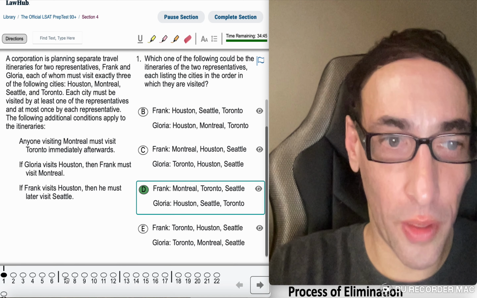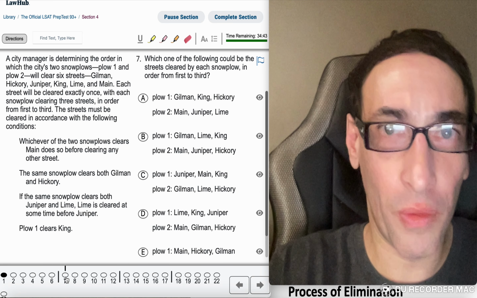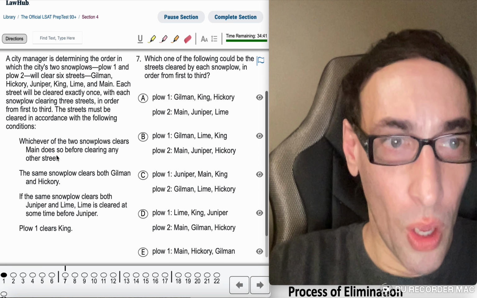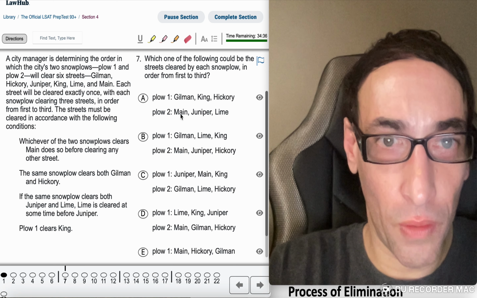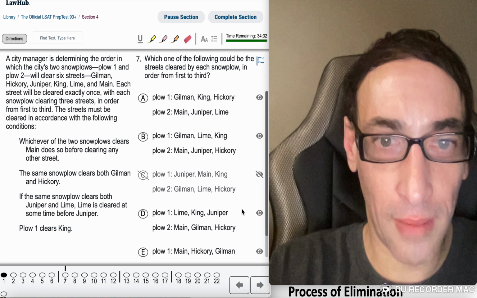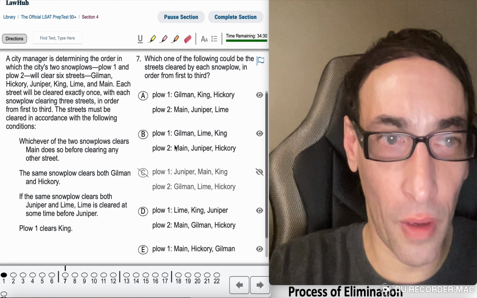Now let's do a few more examples so we can get a better understanding. Which of the two snowplows clears Main does so before any other streets? So Main has to be done before any other. Here we see C is not, so now I have four choices.